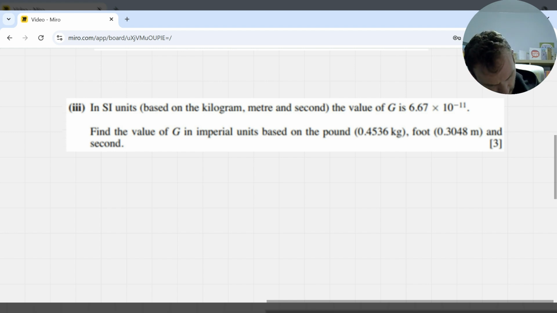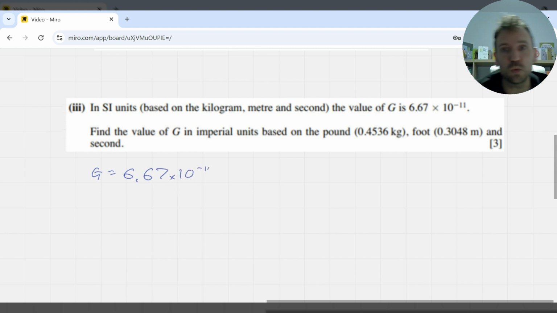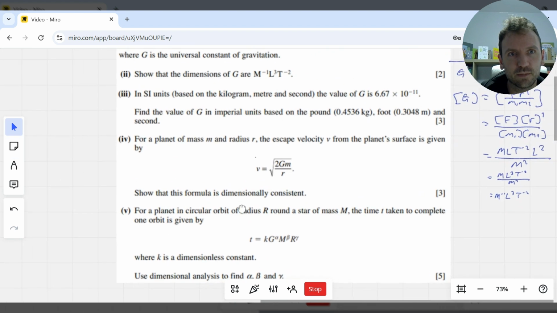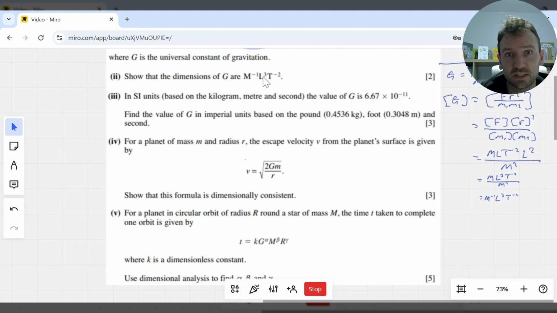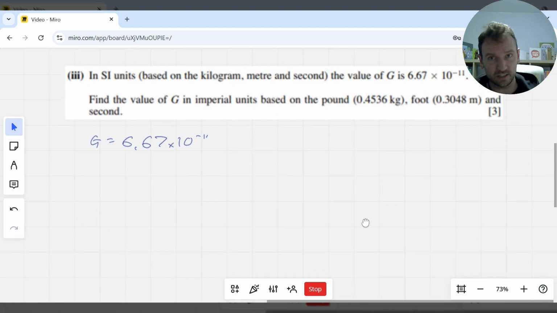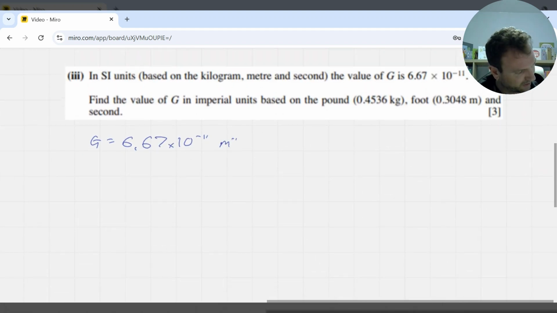So now G is 6.67 times 10 to the minus 11. Now, because we know our dimensions of G are M to the negative 1, L cubed, T to the negative 2, this is really saying this is in meters to the negative 1, and then kilograms to the minus 1. Let's try that again.